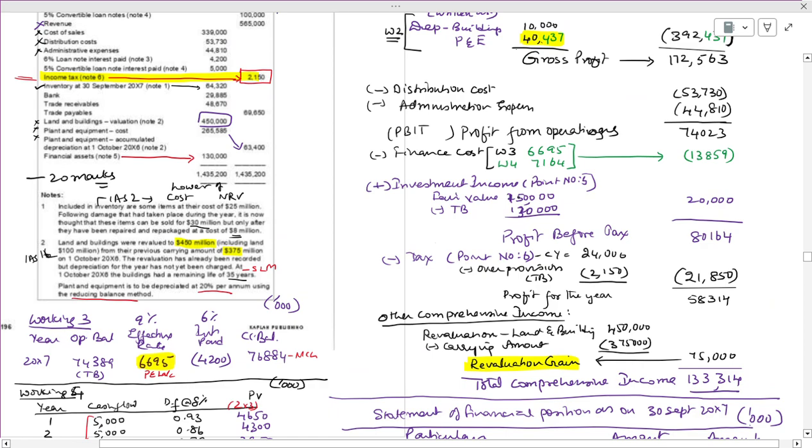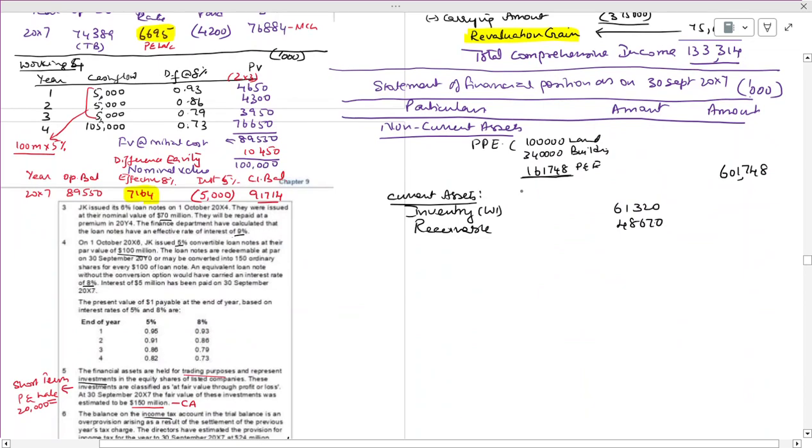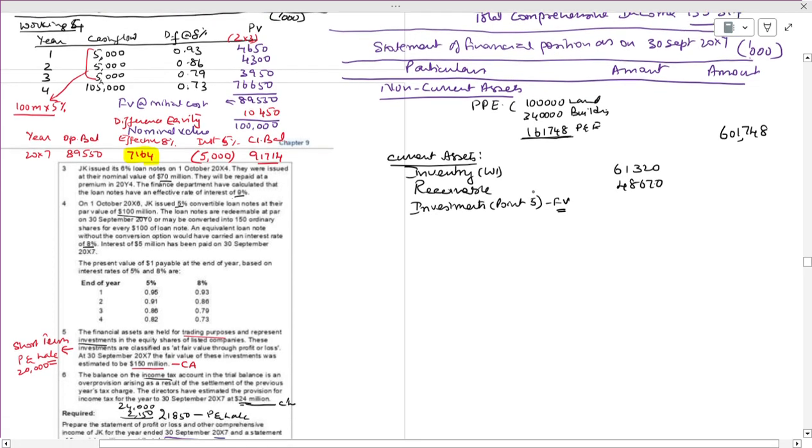You have bank. Short term investment. Bank, how much? 29,885. Before bank, you have to write investments. Short term investment. Point five. How much will you write for short term investments? Fair value. 20,000. How much is the fair value?